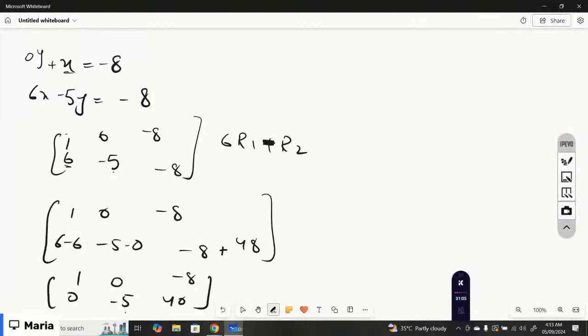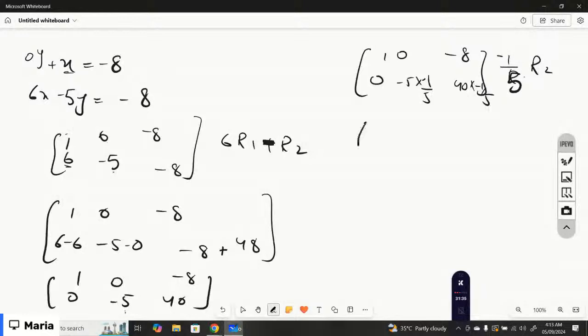Now you have to make 1 here, right? How do you make it? You can multiply by negative 1 over 5 times R2, right? You are going to divide the second row by 5. That is 0, negative 5 times negative 1 over 5 gives 1, and 40 times negative 1 over 5 is negative 8, right? So that is 1 0 negative 8, 0 1 negative 8.